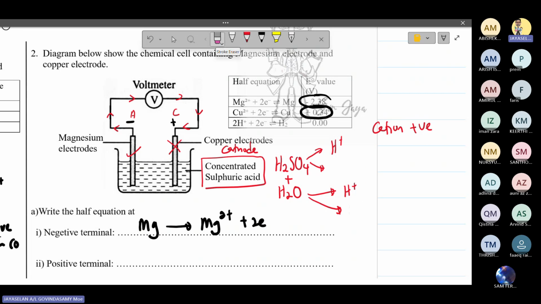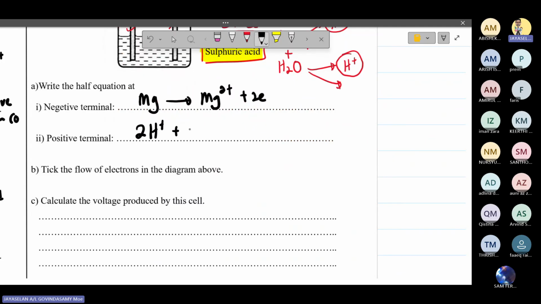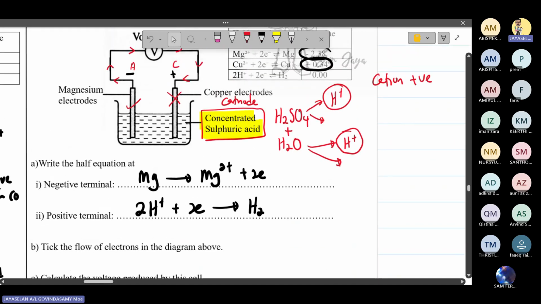So now you see cathode ada what ion? Hydrogen ion. Okay, hydrogen ion. So because here they use different electrolyte, the electrolyte they use is concentrated sulfuric acid. So what you guys have to do here, you choose the hydrogen ion, right? 2 hydrogen ions accept 2 electrons and form hydrogen gas. So dekat cathode apa saya nampak, sir?